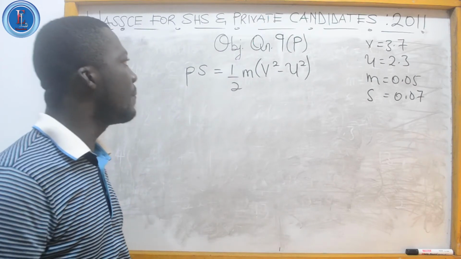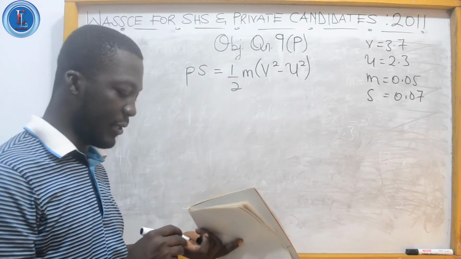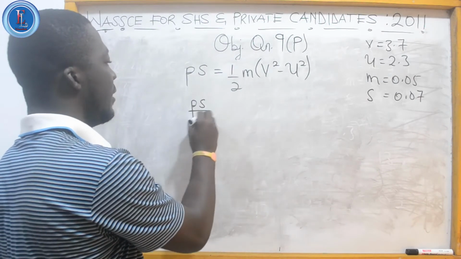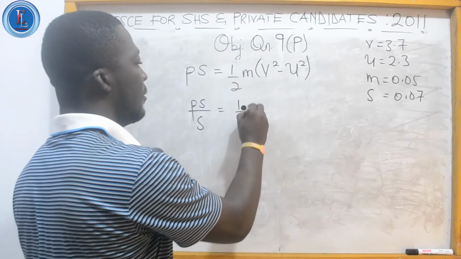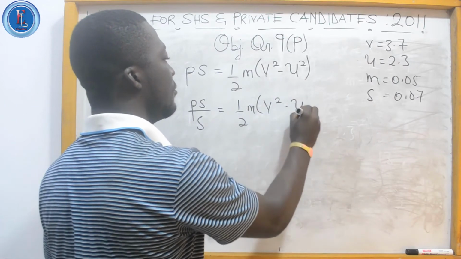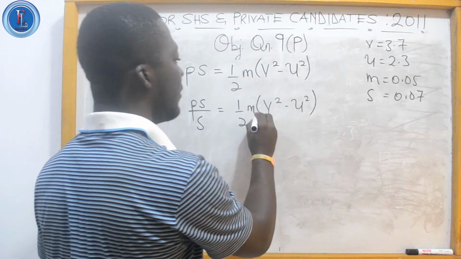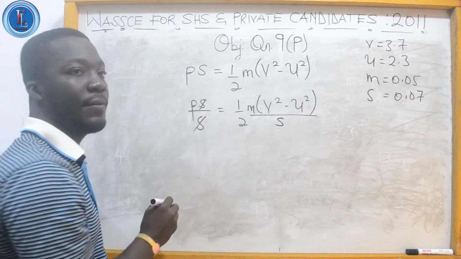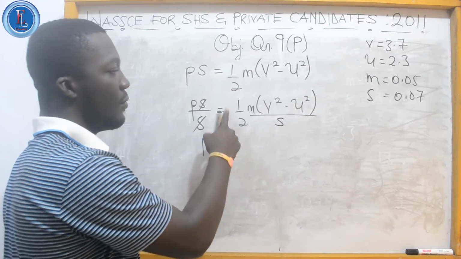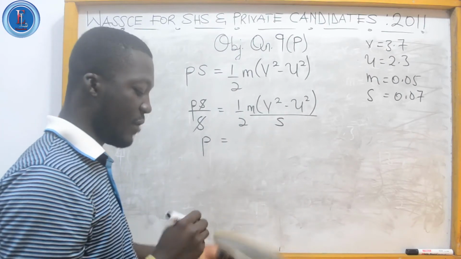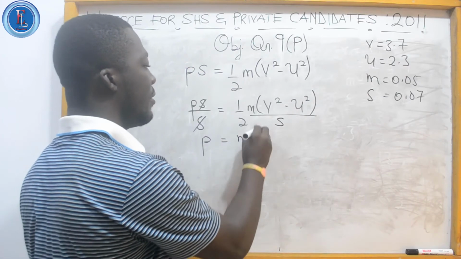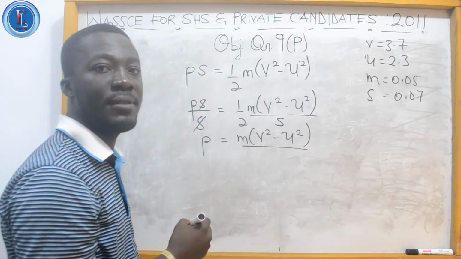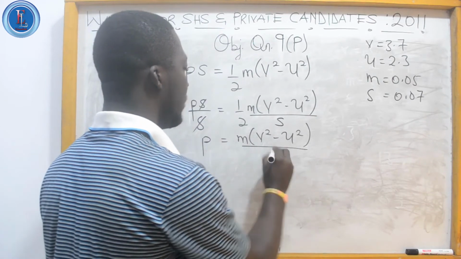So to find P, we have to divide both sides of the equation by s. So P s divided by s here is equal to half m into bracket v square minus u square, as well, this one is divided by s. This s will cancel that s. We have P is equal to 1 multiplied by m times what we have inside the bracket. We will still have m into bracket v square minus u square divided by 2 times s will be 2s.